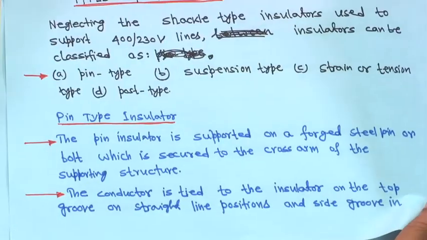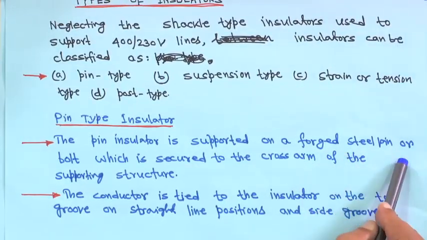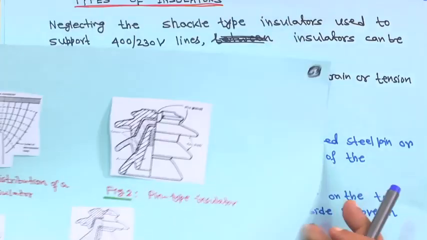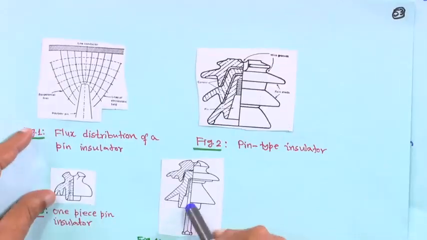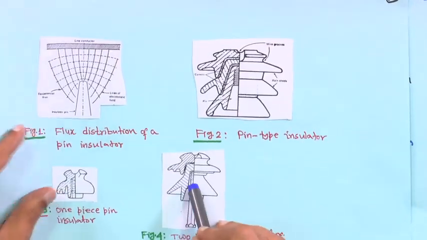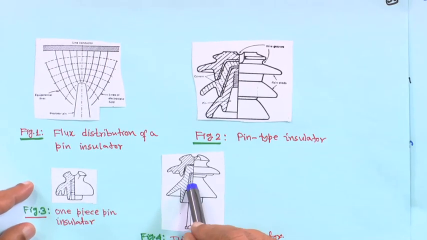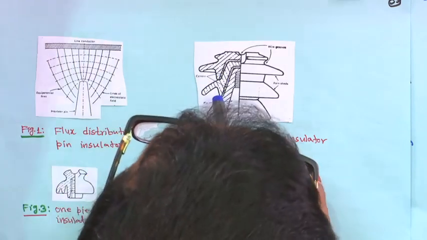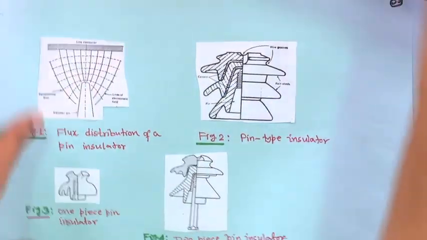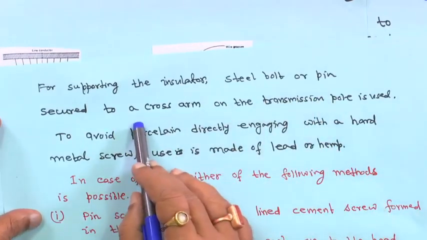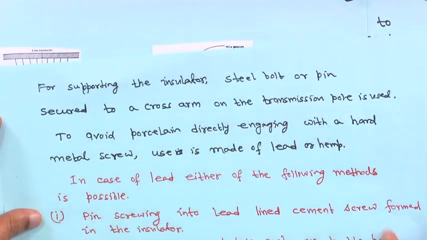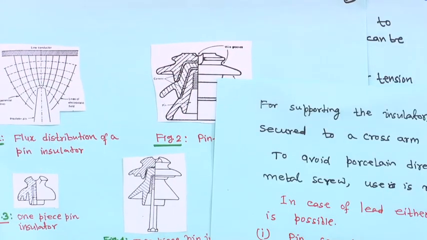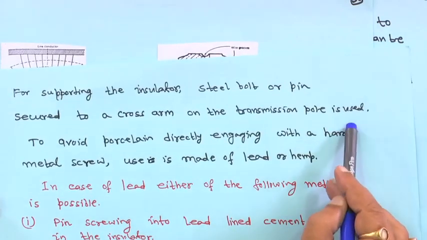A pin insulator is supported on a forged steel pin or bolt which is secured to the cross arm of the supporting structure. Actually here this is your pin, right, and inside the screw is there, and these are cemented, for supporting the insulator. That steel bolt or pin is secured to a cross arm on the transmission pole, right. In the transmission pole you have seen the tower and then the cross arm, right. So, the cross arm of the transmission pole is used.